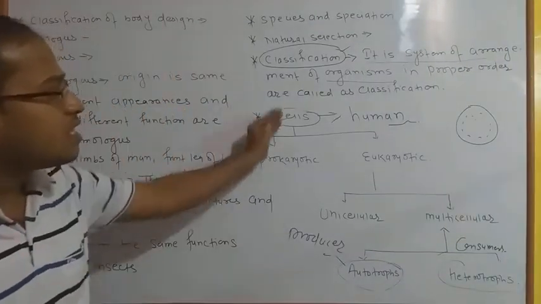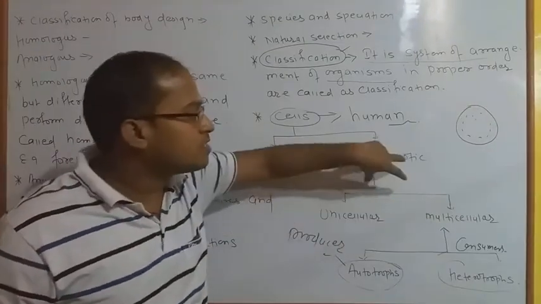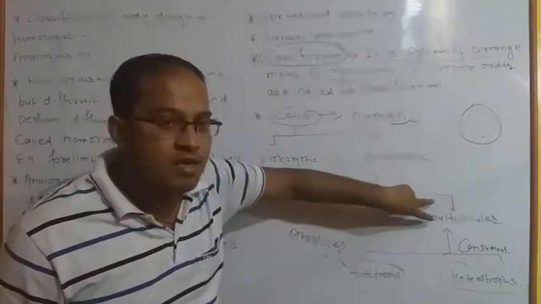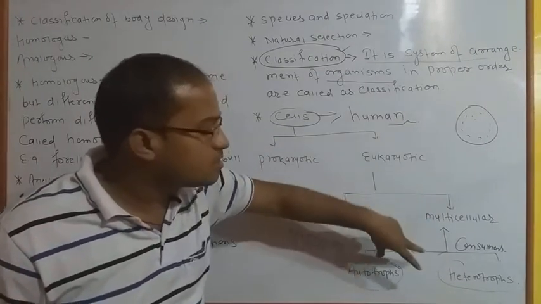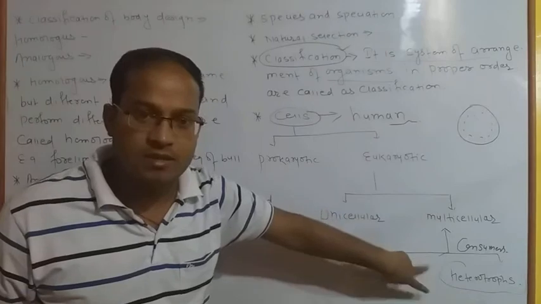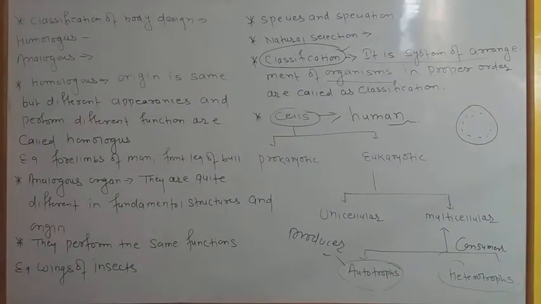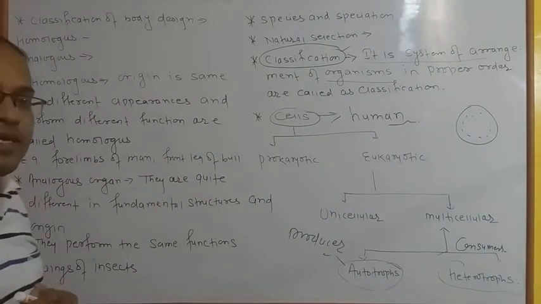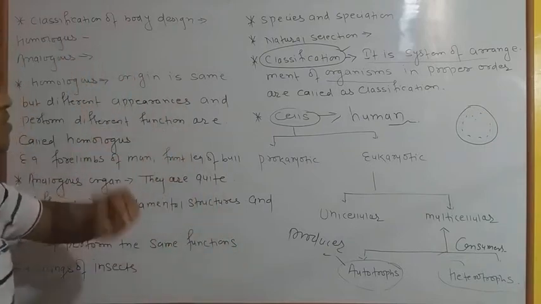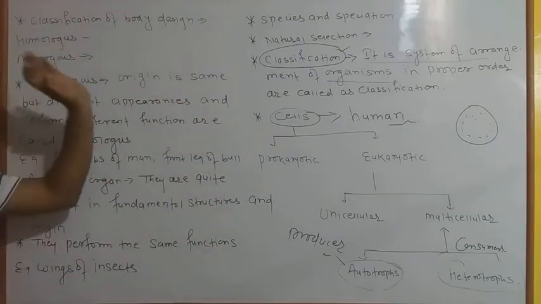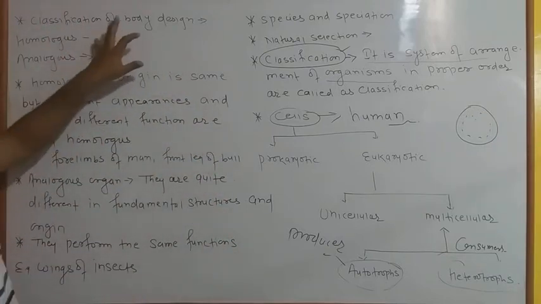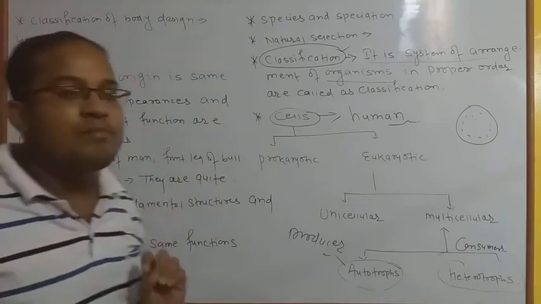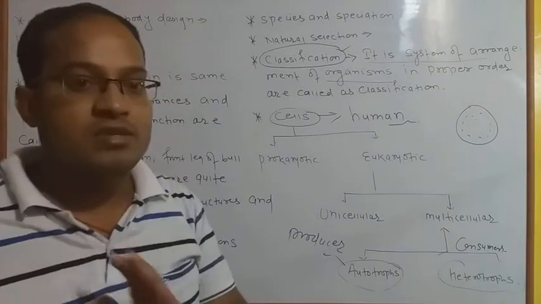Okay, so these are the classifications of human beings on the basis of their cell structure type, on the basis of their mode of nutrition. Apart from that, we have to discuss that classification comes in the class of two types of organs. The organs may be homologous organs and analogous organs, because these two are very important and interesting topics for the 10th board exam.